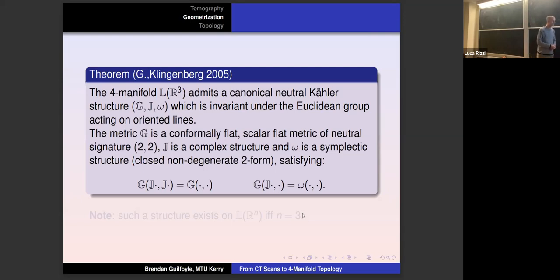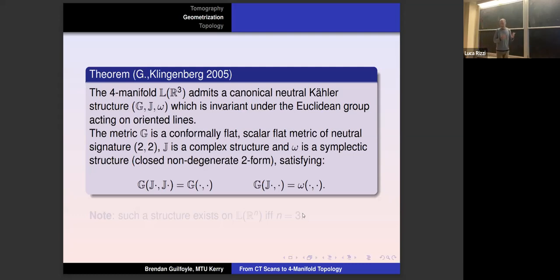So, a closed non-degenerate 2-form. It's what we would call Kähler in geometric terms, but it's neutral Kähler, in that the metric has this signature 2,2. Now, everything else about it is beautiful. They're compatible. You go from the metric to the symplectic structure using the complex structure.